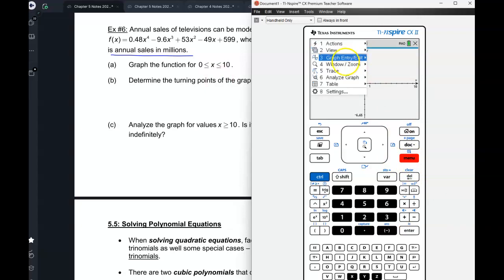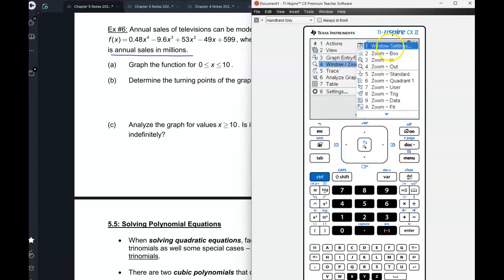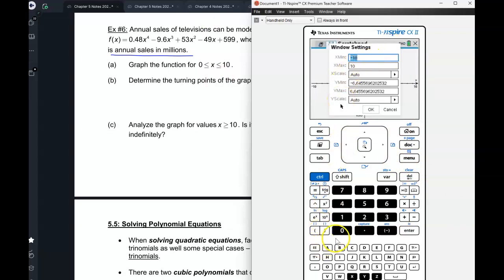So first of all, menu, window zoom, window settings. We're going to make the x-min 0. We're going to make the x-max 10, because it says to graph from 0 to 10. Now, what does my x-axis physically represent here, the independent variable? What quantity? Years after 1995. What does the y-axis represent? Sales in millions. So how do we know how high to make this?